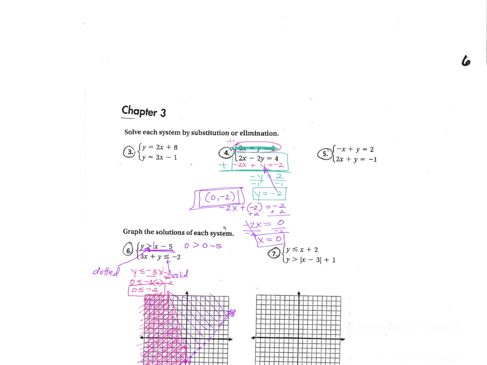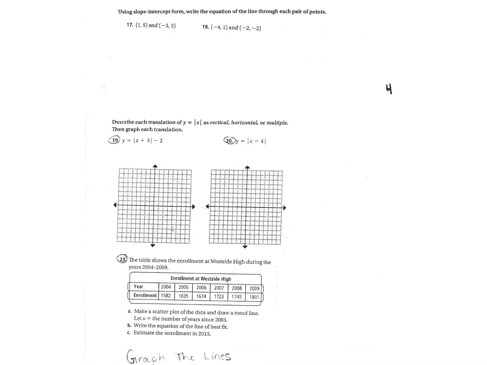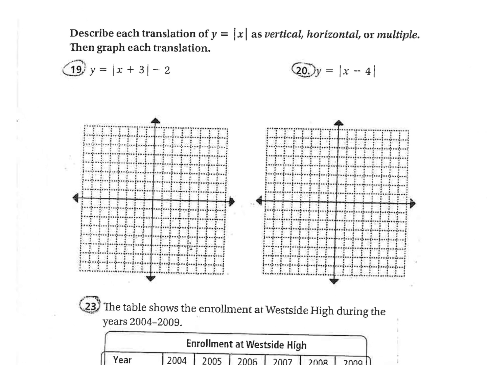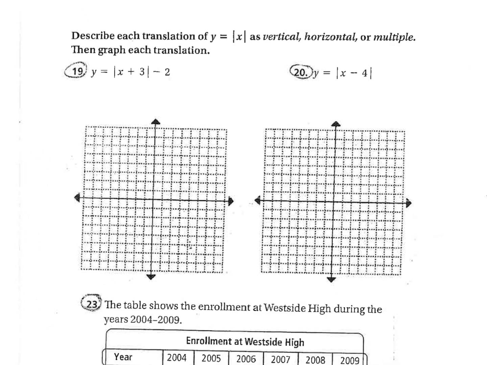Number 19, chapter 2. So this one, the whole vertical horizontal multiple, that was just where we would say it moved this far to the left or to the right and this far up or this far down, and then graph it. So we're looking at x plus 3 in the bars. First of all, what shape is this graph? It's a V, right? Whenever you have absolute value, it's a V.